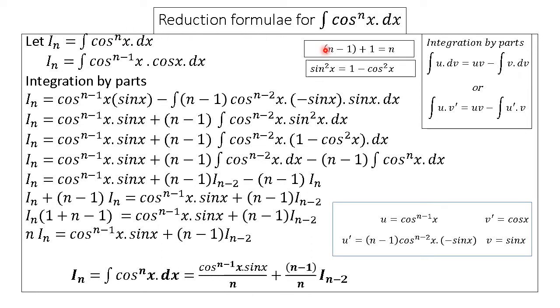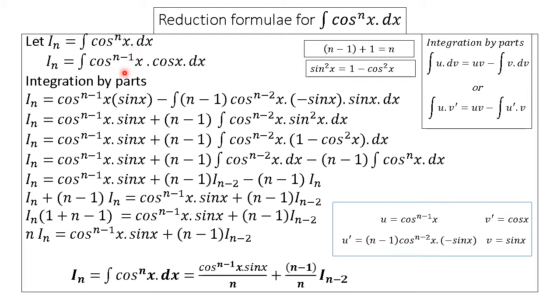This n can also be written as n minus 1 plus 1, which is equal to n. Here plus 1 and minus 1 get cancelled, and again we get n only. We write this equation as In is equal to integration of cos to the power n minus 1 x into cos x. Here plus 1 and n minus 1 cancel, and again we get integration of cos to the power n x dx.